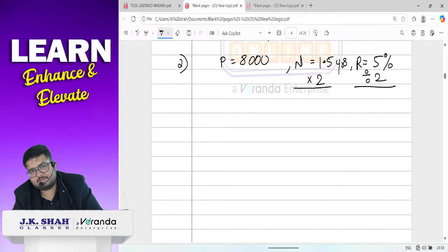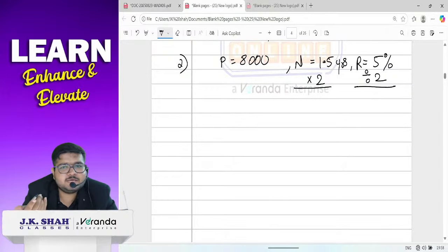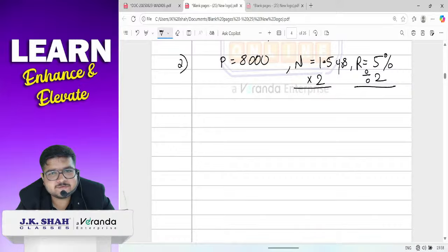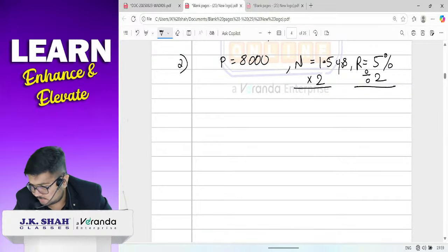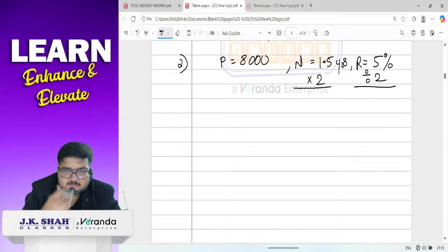Don't reverse the adjustment. After the exam, if you find out that you have divided the n by 2 and multiplied the rate by 2, then you are screwed. Then no one can save you, because this type of sum will give you 2 marks, and 2 marks are very, very critical, because 2 marks can save you or break you. So please pay attention.